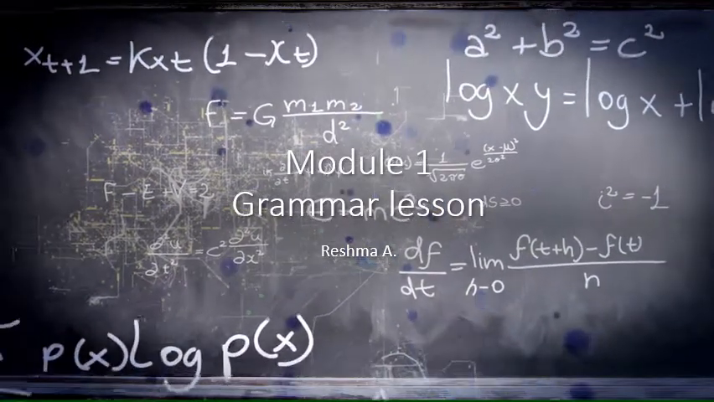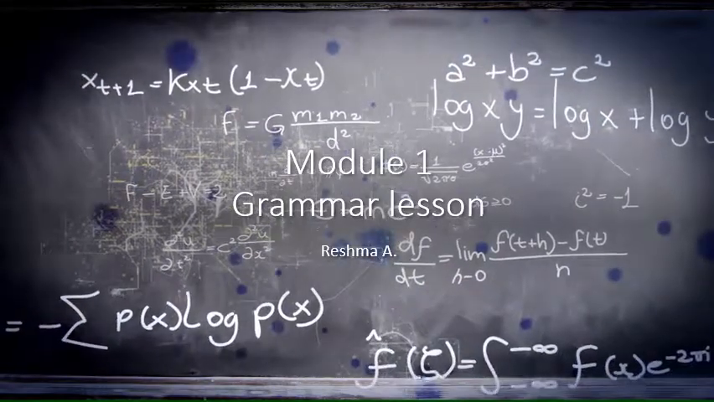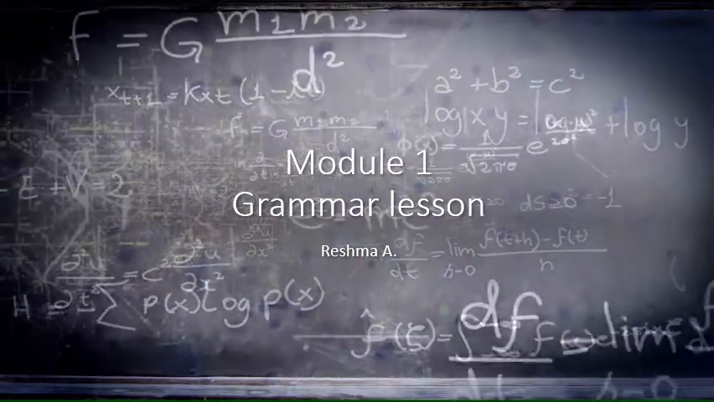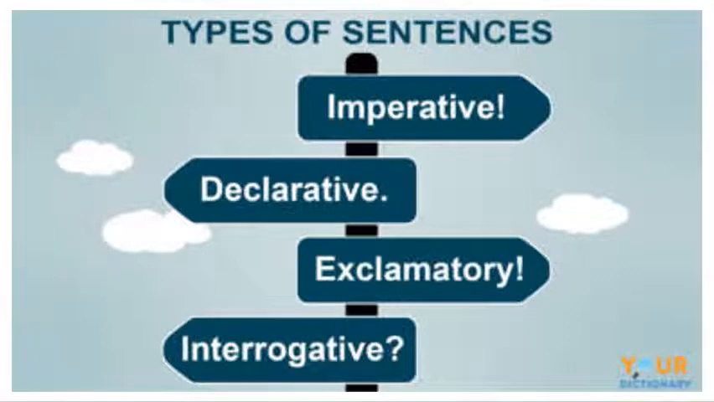Today we are going to discuss the grammar portion of Module 1. There are 4 types of sentences. 4 തരം sentences ഉണ്ട്. Imperative, declarative, exclamatory and interrogative.